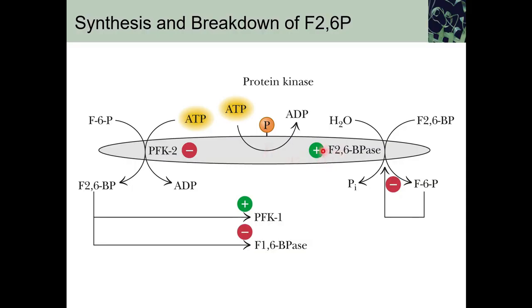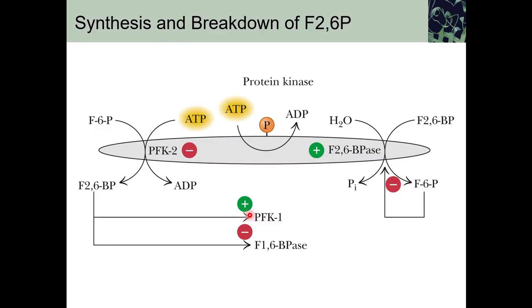So notice that the phosphorylation actually favors the activity of fructose 2,6 bisphosphatase, while dephosphorylation favors the activity of phosphofructokinase 2. Okay, now let me look at that. Fructose 2,6 bisphosphate, what does it do? It activates phosphofructokinase 1, as we have discussed a while ago.